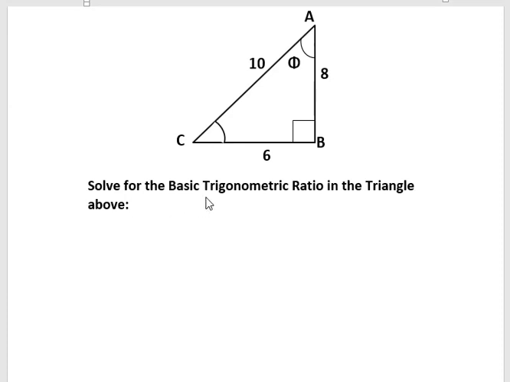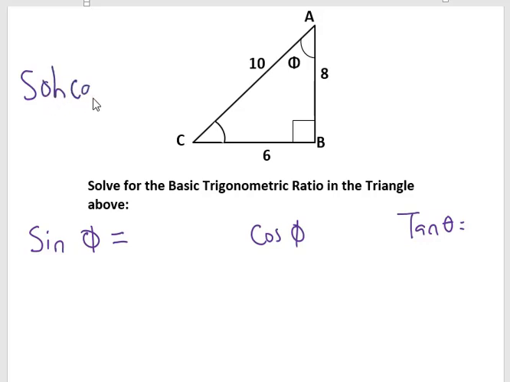Okay, so for the basic trigonometric ratios in the triangle above, what are the three basic trig ratios? We said sine, which will have a reference angle there, then cos, and tan. So these are the three things we want to solve for. What is sine? You refer back to SOHCAHTOA. That will always help you. Sine is opposite over hypotenuse.